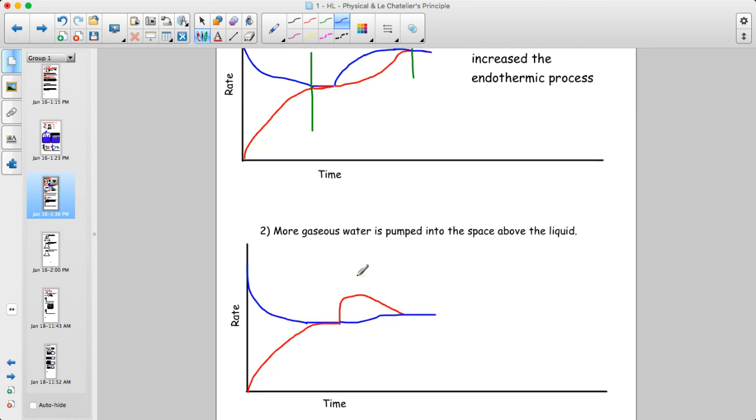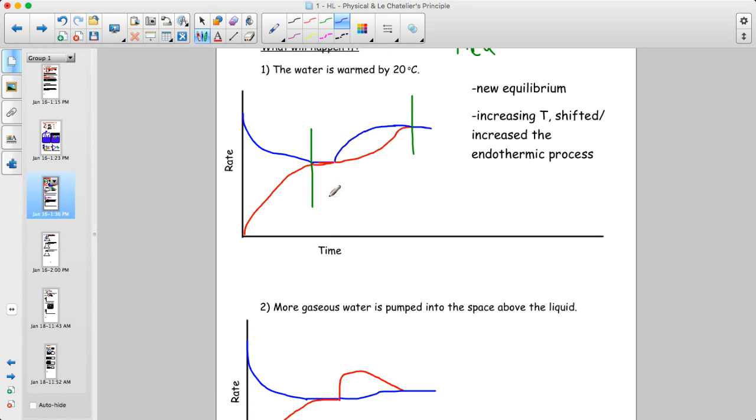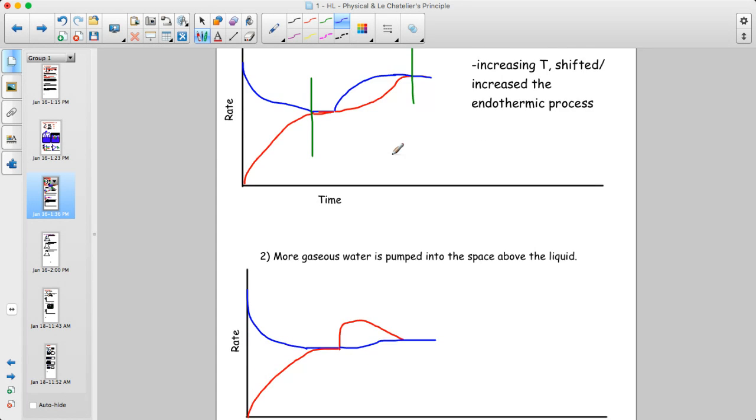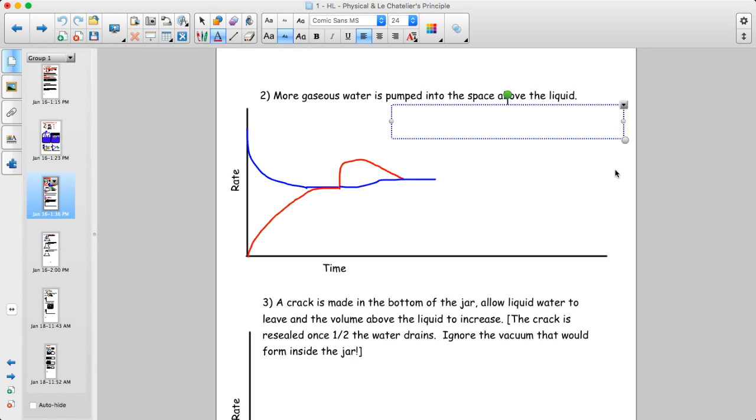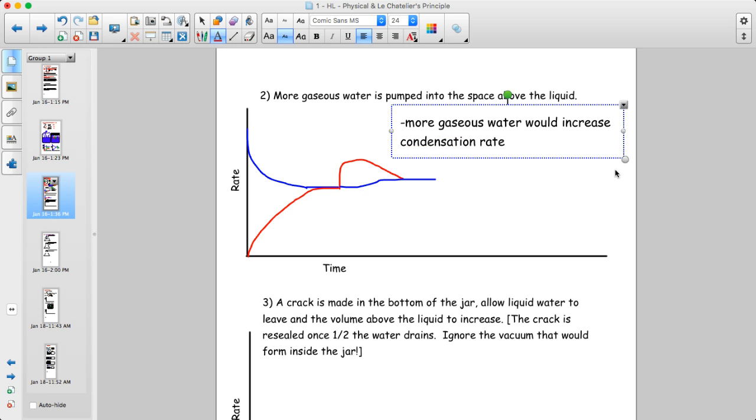Now, don't get too hung up on these types of graphs where you have to graph what happens when a stress is added. You will never have to do that. I'm simply doing it to sort of give you a sense of how these rates would change. So I'll write it out instead. It might be simpler. So more gaseous water would increase condensation rate because there'd be so much gaseous water up there. It would be more likely to collide with the water and re-liquefy. So more gaseous water would increase condensation rate for a time, but eventually a new equilibrium is established. Okay?